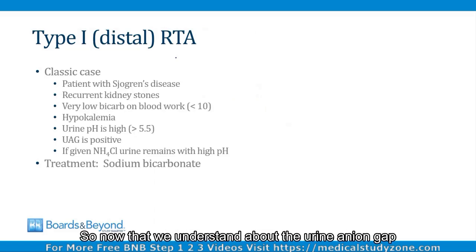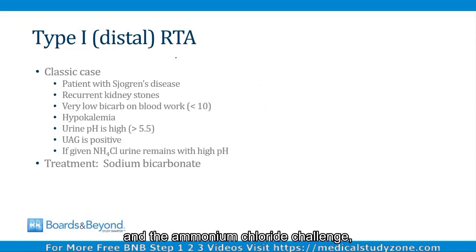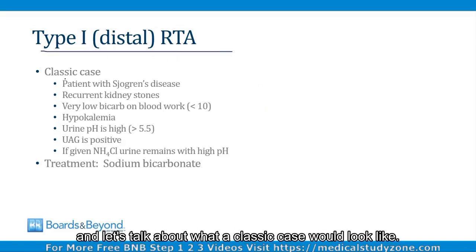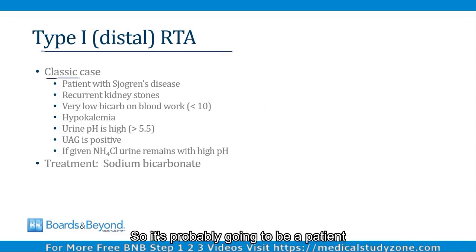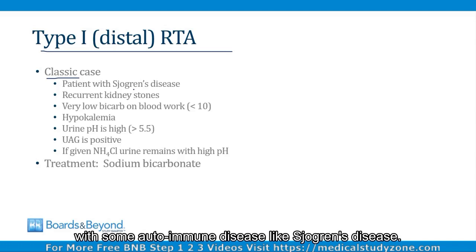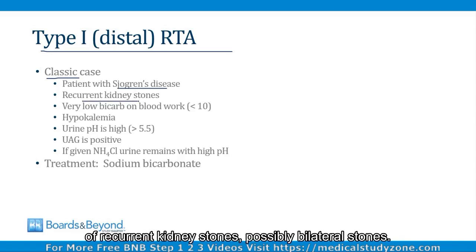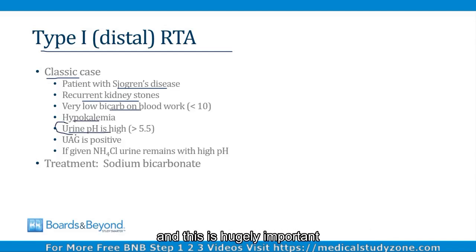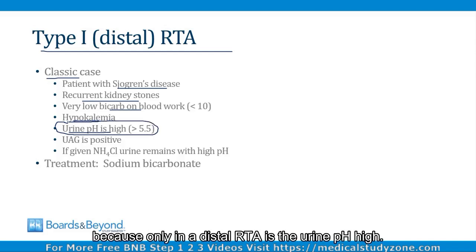So now that we understand the urine anion gap and the ammonium chloride challenge, let's go back to discussing a type 1 or distal RTA, and let's talk about what a classic case would look like. It's probably going to be a patient with some autoimmune disease like Sjogren's disease. The patient may have a history of recurrent kidney stones, possibly bilateral stones. The bicarbonate will be very low on blood work and there will be hypokalemia, and then the urine pH will be high. And this is hugely important because only in a distal RTA is the urine pH high.